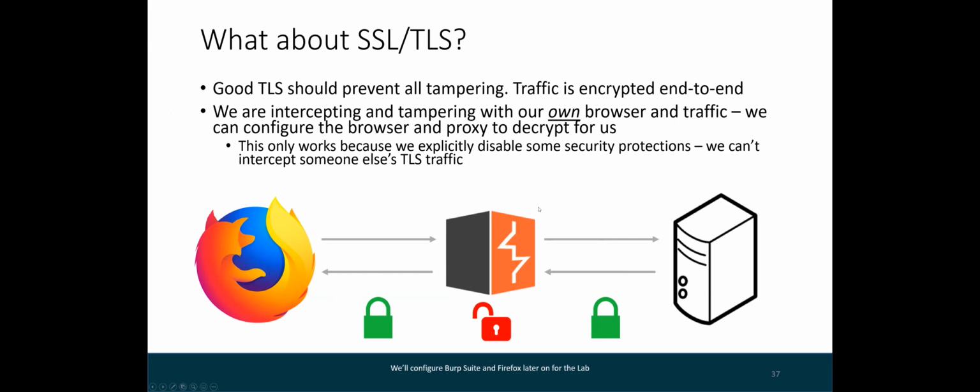But as testers, we're testing our own traffic with our own browser. So we can actually configure our browser and our proxy to disable TLS for us. And that's what we're going to do. And that's how we do testing of HTTPS applications. We can configure our proxy and our browser such that it's encrypted between the client and the proxy, and it's encrypted between the proxy and the server, but inside the proxy, it's fully decrypted for us. And then we can view our HTTPS traffic in plain text and get around HTTPS or TLS traffic.